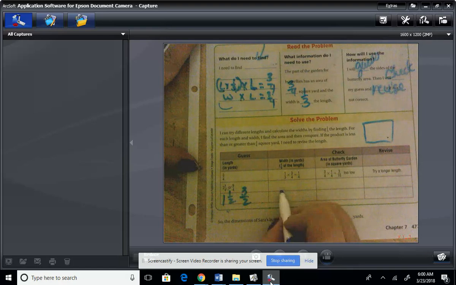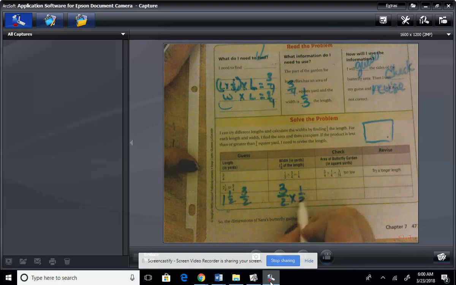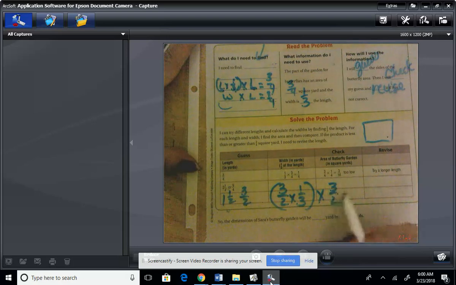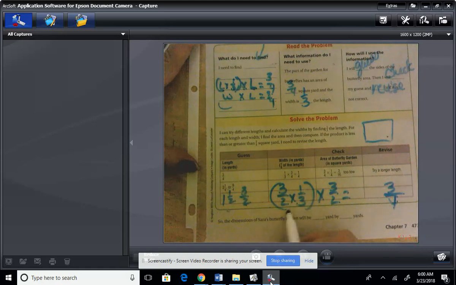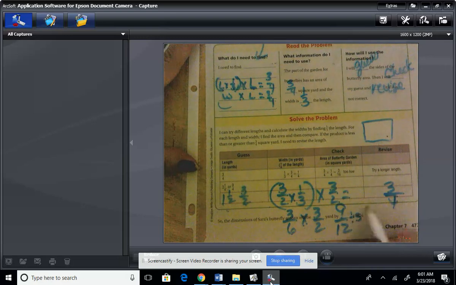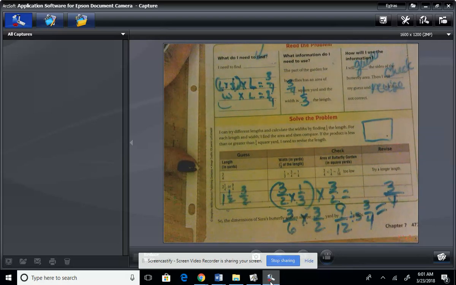So here's my formula again. 3 over 2 times 1/3. What do we have to take it times? 3 over 2 equals 3/4. Let's see if we get closer. 3 over 6. I could exchange it, but I'm just going to keep multiplying for right now. And I get 9/12. And if I simplify 9/12, I can divide them both by 3. I get 3/4. 3/4 is equivalent to 3/4.